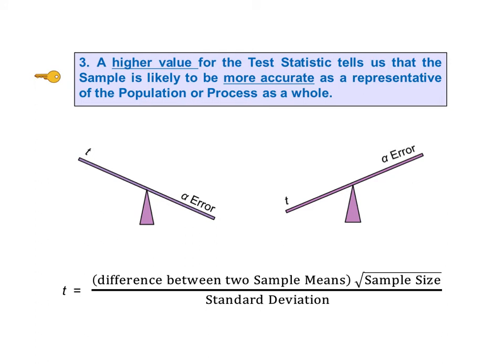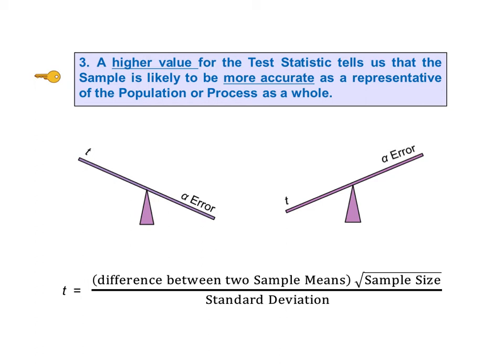There are different formulas for the different test statistics and their different tests. This is the formula for t for the two-sample t-test. In the numerator, we have the difference between two sample means. A larger difference makes the test statistic larger.